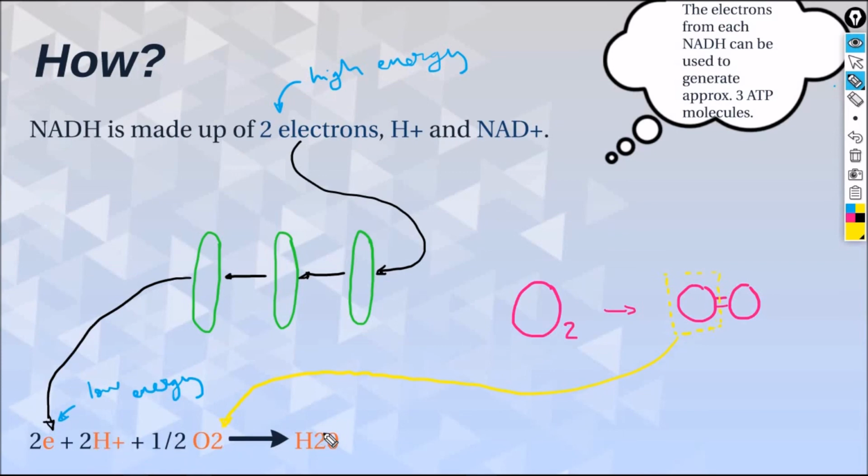You have two H atoms and an oxygen combining together, and you have two plus charges, and electrons are negative, so you have two minus charges. So everything balances, and you get H2O. So at the end of the electron transport chain, after all of this, they deposit all their energy into these proteins to make ATP, and at the end, just join up with H plus and O2 to make H2O.